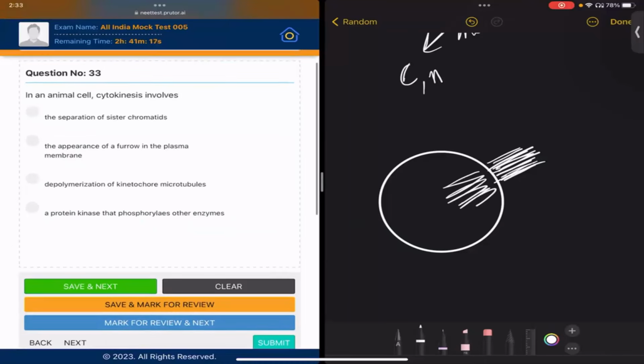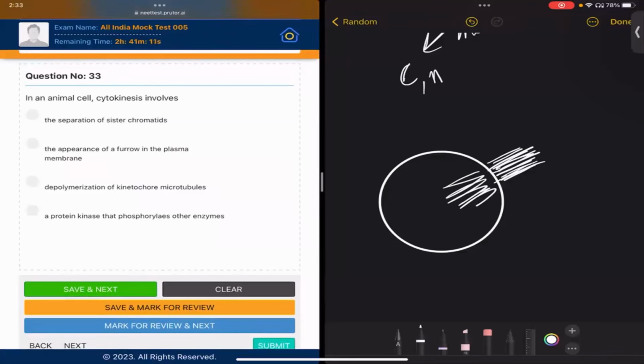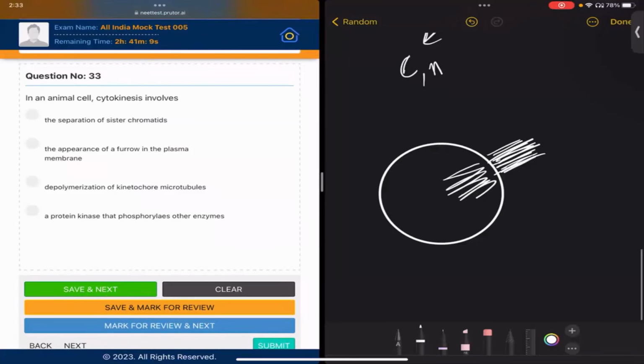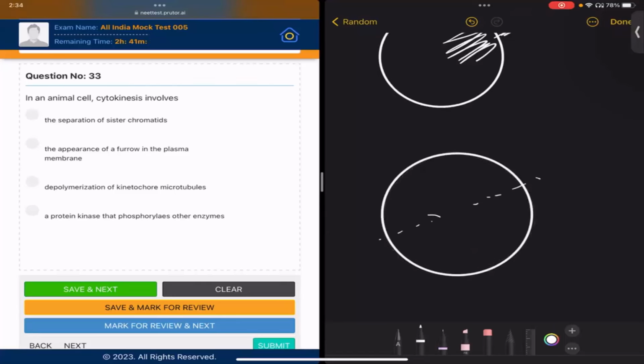Okay. In an animal cell, cytokinesis involves the separation of sister chromatids, the appearance of a furrow in the plasma membrane. या एनिमल सेल में बाहर से अंदर की तरफ होता है जो साइटोकाइनेसिस होता है, दैट इज सेंट्रीपीटल. ओके, तो अपीयरेंस ऑफ फरो होगा इसमें.